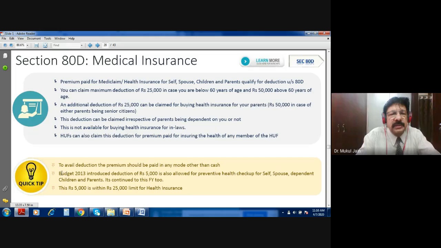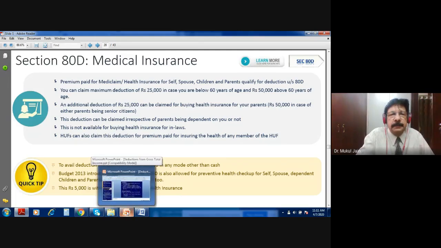Right? Inside this, one more thing, see my cursor, this in the red ink. Budget 2013 introduced a deduction of rupees 5,000, also allowed for preventive health checkup for self, spouse, dependent children and parents. It's continued in this financial year also. Thus, rupees 5,000 is within the 25,000 limit for health insurance. So suppose your health insurance premium comes out to only 10,000 rupees, but you can avail 25,000. So you can also get a preventive health checkup up to 5,000 rupees. So that also you can claim within this limit of 25,000. Fine.